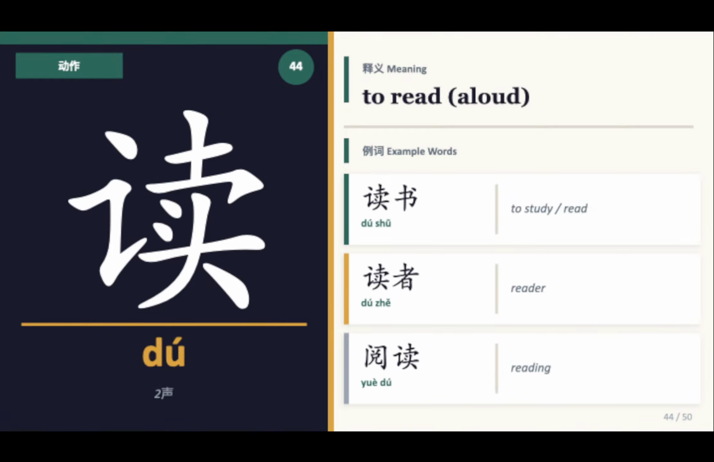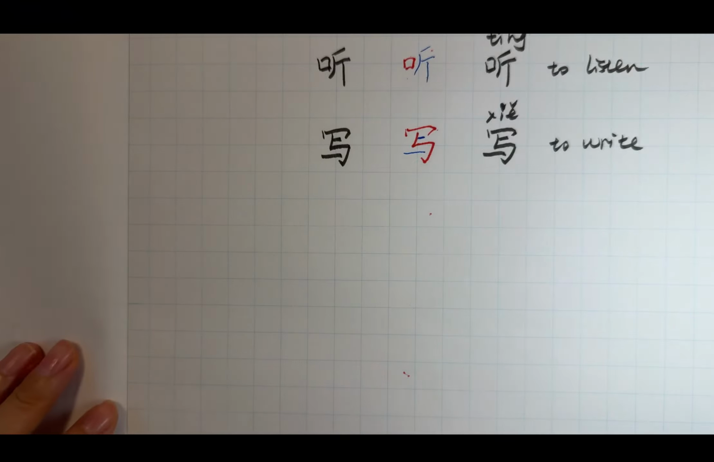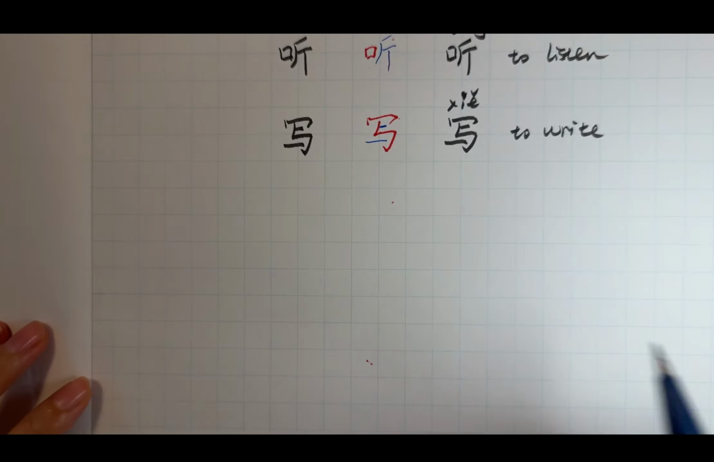So the next one we have 读. 读 is to read. 读书, to study, to read a book. 读者 is reader. 者 is a very formal word for person. 阅读 is reading in general. So 读. Just now we have 说, which also has this radical. It means speech or language. 言字旁.